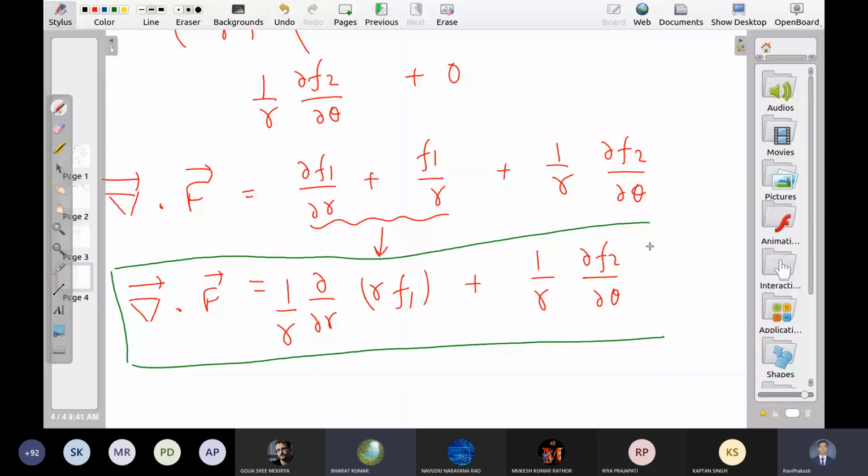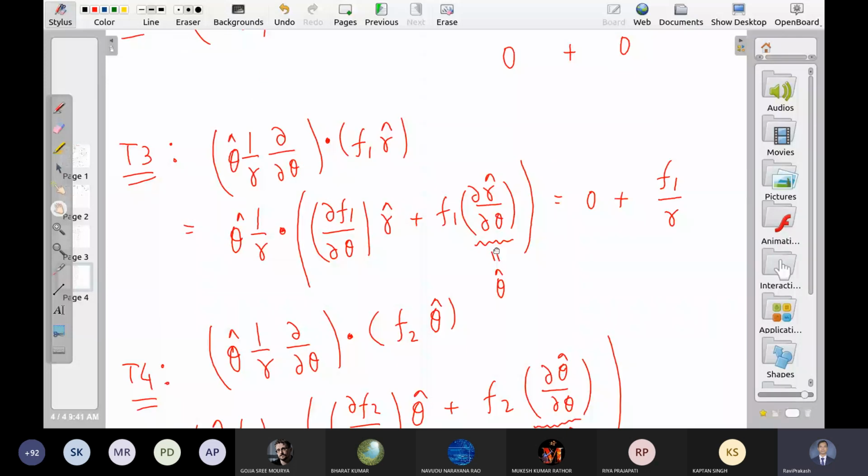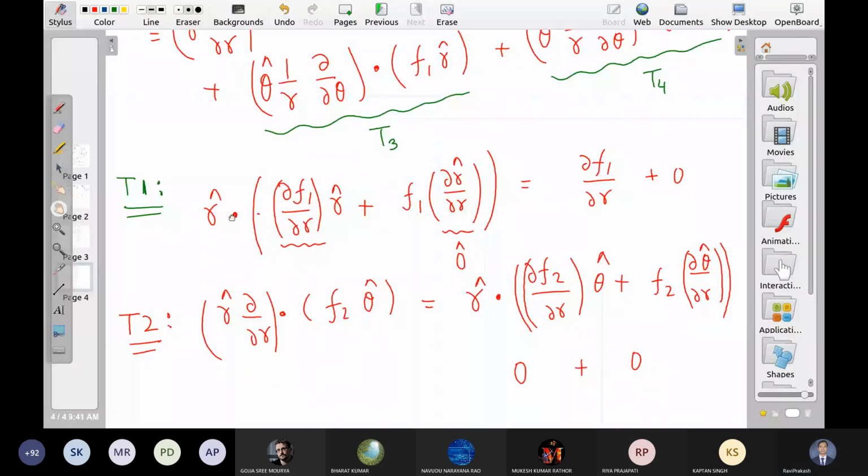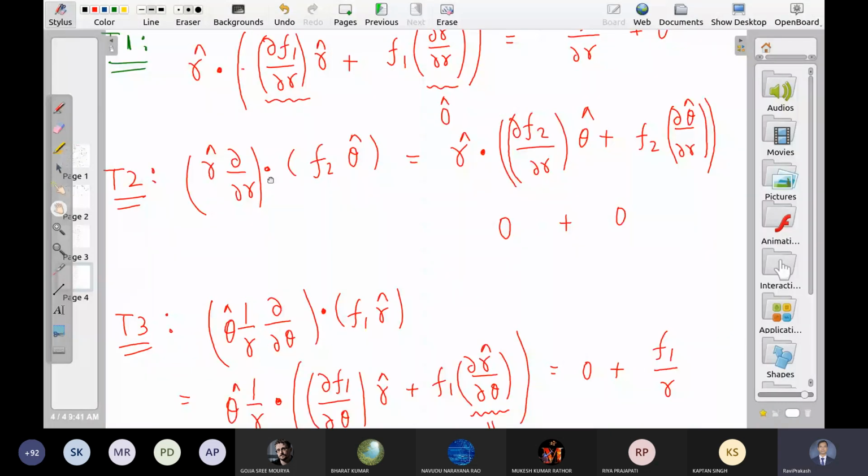So curl, obviously, you cannot simply take the determinant. You will get a cross here. First term becomes 0, second term is obviously 0. So from T1 you will get 0. There is a cross here. There is a crosshair. So r cap cross theta cap.